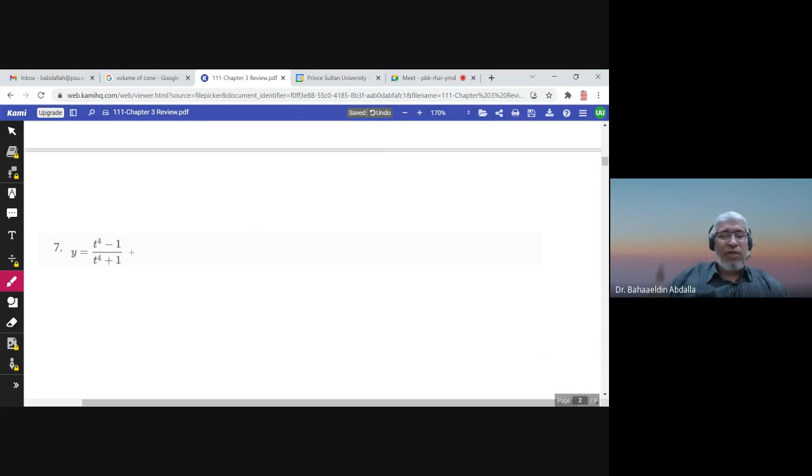Here I will use the quotient rule. So t to the power 4 plus 1 all square. Derivative of the numerator is 4t cube times the denominator, minus the derivative of the denominator, which is 4t cube, times t to the power 4 minus 1.